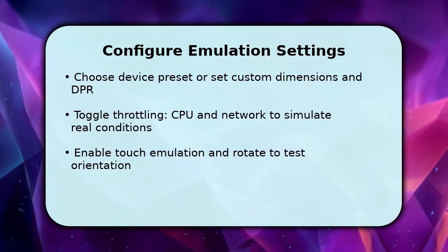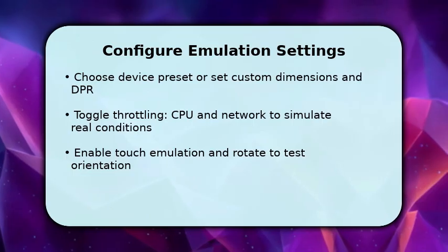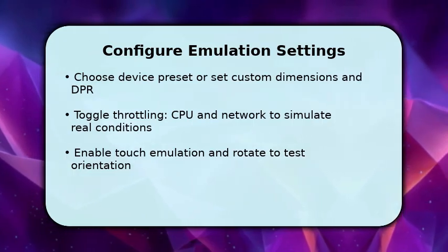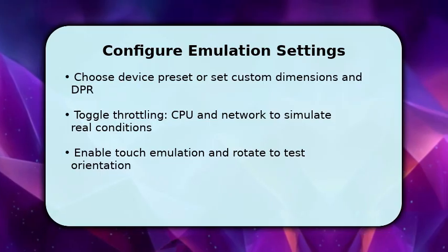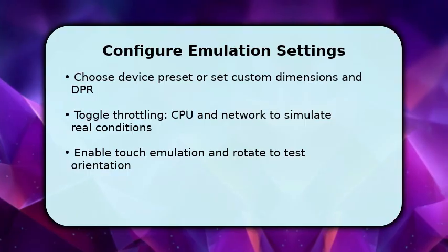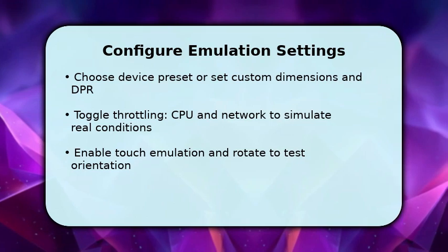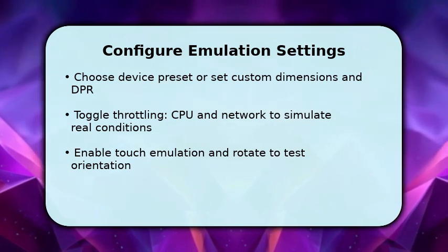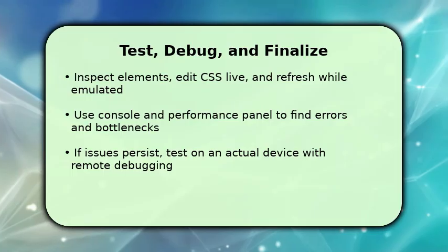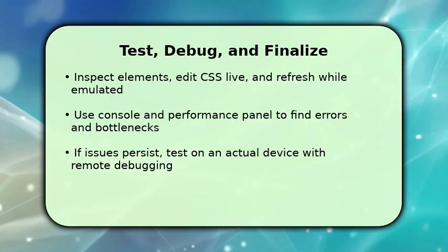Next, apply network and CPU throttling to simulate 3G, 4G, or a slower CPU. This reveals performance issues. Also enable touch emulation and use the rotate button to test landscape. These steps reproduce gestures and orientation changes, so you can debug layout and finish by exercising the site while still in mobile view. Interact with menus, forms, and animations to detect layout breaks.